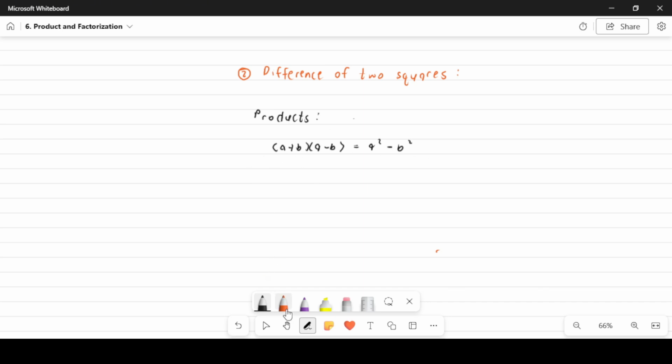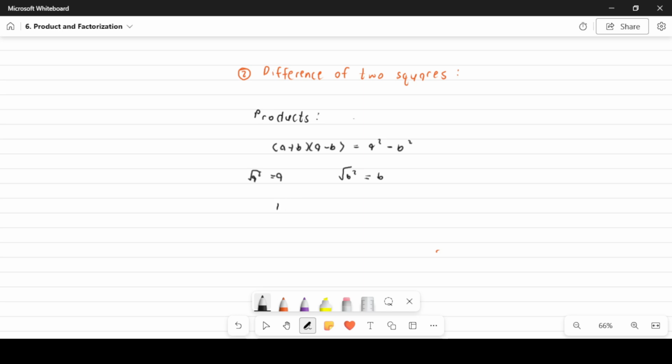Now, if we're saying that products and factorization are direct opposites of each other, if this is going in the forward direction, then the factorized form must be in the reverse direction. So how would you get the factorized form? The factorized form is found by square rooting the first term. The square root of a squared is what? A. Square root the second term, the square root of b squared is what? B. And it'll be a plus b, a minus b.